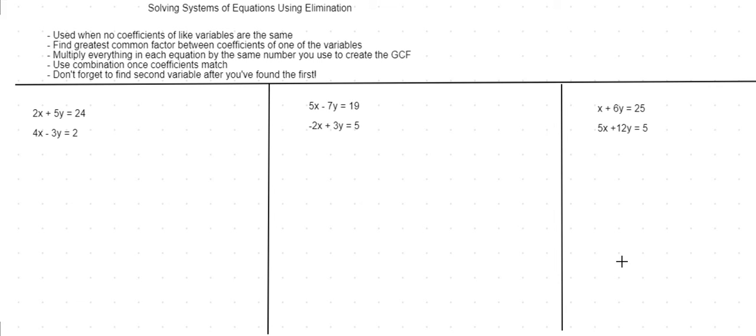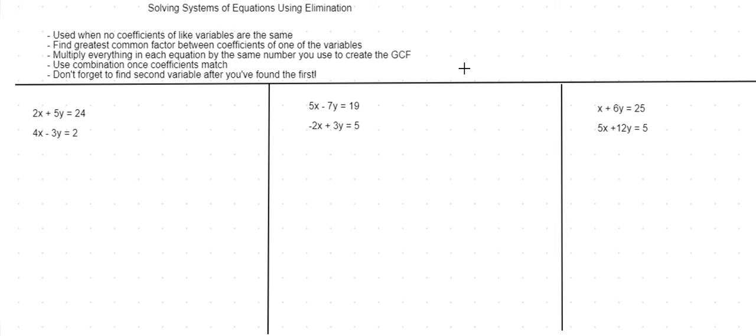You would multiply everything in each equation, not just the variable you pick, but everything in the equation by the same number that you'd be using to create the greatest common factor. And once you've gotten that and changed each of the equations, you would then be using combination once those coefficients match to solve for the first variable. And once you found the first variable, don't forget to find also the second variable.